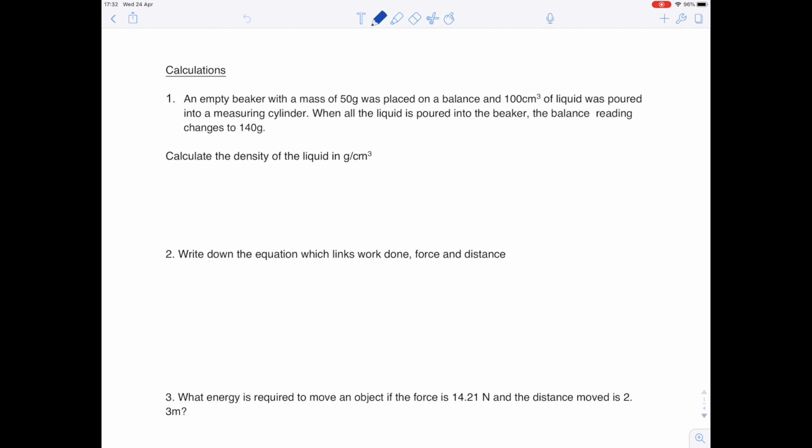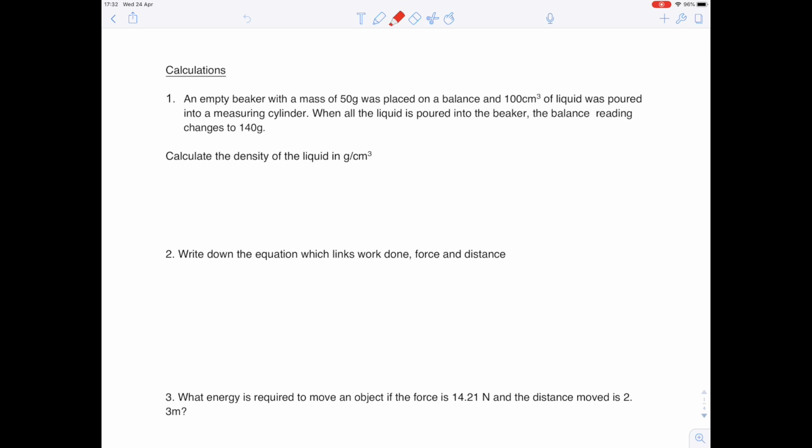So question 1. An empty beaker with a mass of 50 grams was placed on a balance and 100 centimetres cubed of liquid was poured into a measuring cylinder. When all the liquid is poured onto the beaker, the balance reading changes to 140 grams. Calculate the density of the liquid.